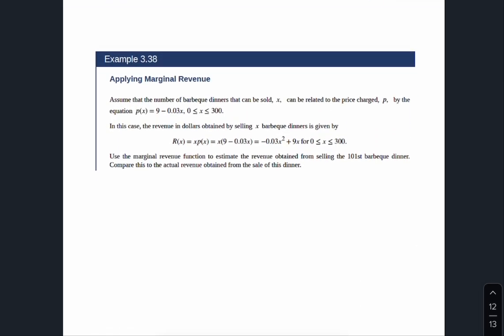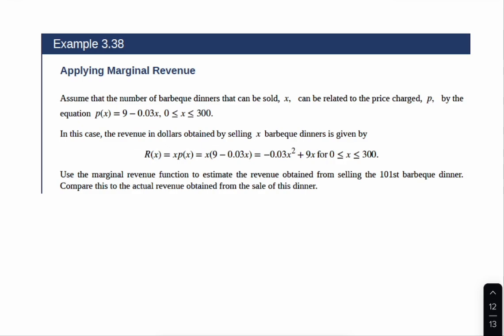Okay, so let's look at an example. It says, assume that the number of barbecue dinners that can be sold is X and can be related to the price charged P from the equation that you see there. So that is the price of the objects, okay? The revenue, think about if I charge $2 for every dinner and I have 6 customers, 2 times 6, 12. It would be a total of $12 that I brought in. So that's what this is pretty much saying, okay?